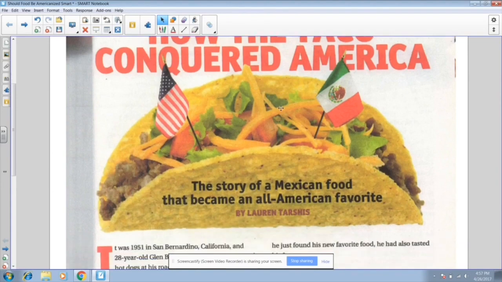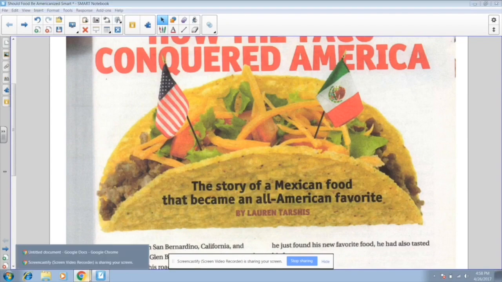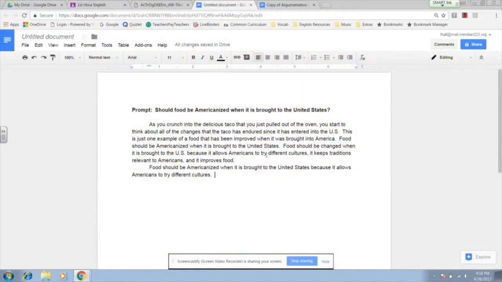When I list the author, remember I have to give the author's last name. I can't just use a first name because there's all kinds of Laurens in the world. But Tarshish is a very unique name, and most people's last names are very unique, and that allows a reader to look up your author if they want to get more information. So I'm going to put something like according to Tarshish, and basically I can paraphrase what I underlined by saying Americans were reluctant to try the taco before Bell Americanized it.